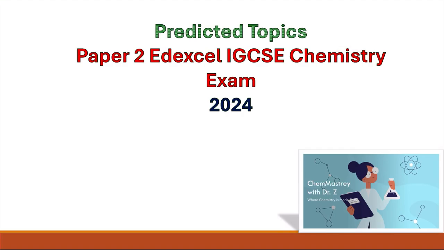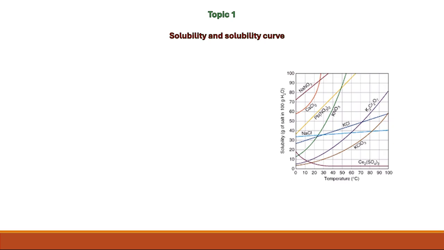Predicted topics for Paper 2, Edexcel IGCSE Chemistry Exam 2024. Topic 1 is solubility and solubility curve.